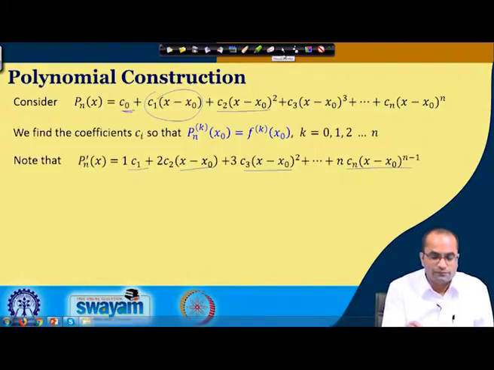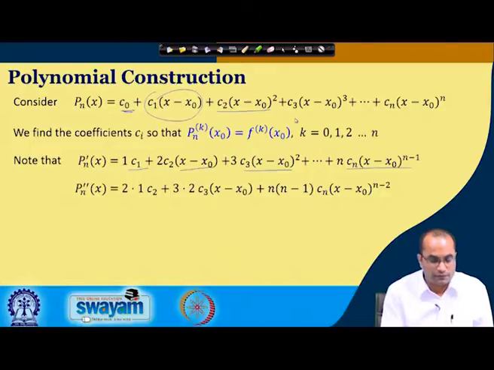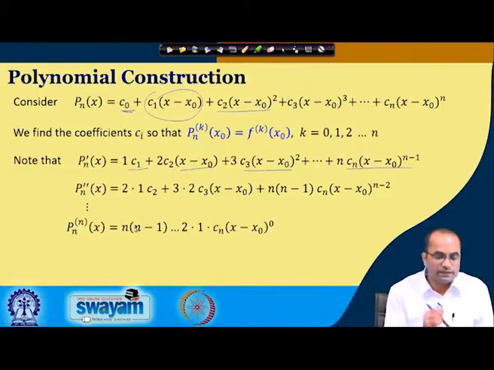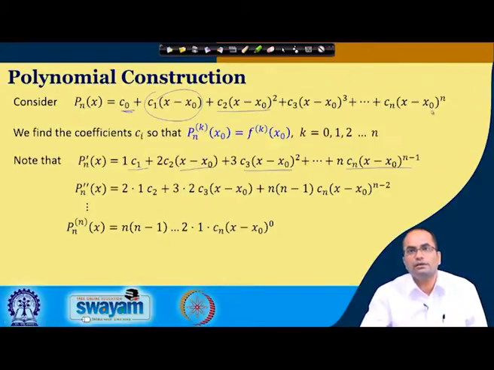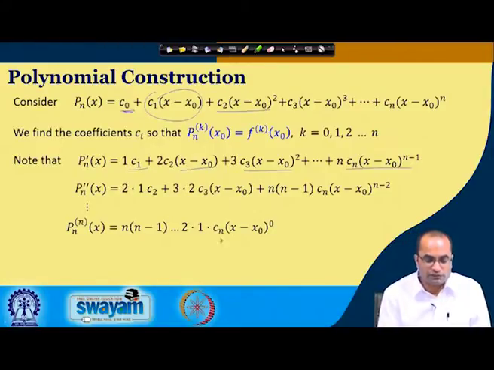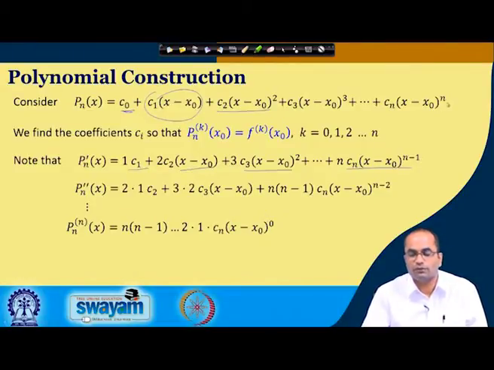Then if we move further, for the second derivative, out of this first derivative we can again differentiate. So, we will get 2 c 2 here, 3 times 2 into c 3 and so on, and then we can repeat this process further to get the nth order derivative. In the nth order derivative, because this was an nth order polynomial, we will get only a constant term, which is factorial n times the coefficient c n, and there will be no x term present because the polynomial was of degree n and we have differentiated n times.